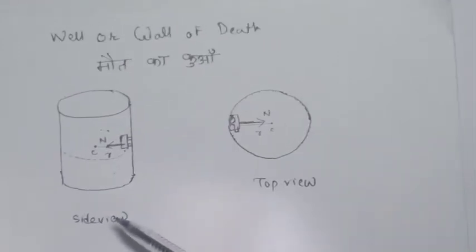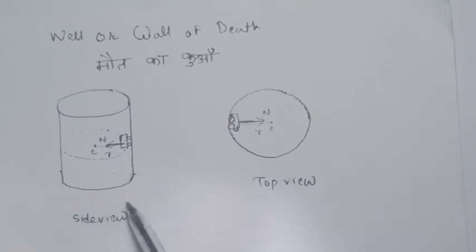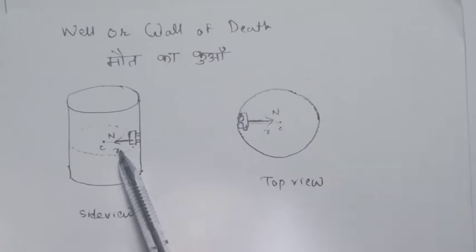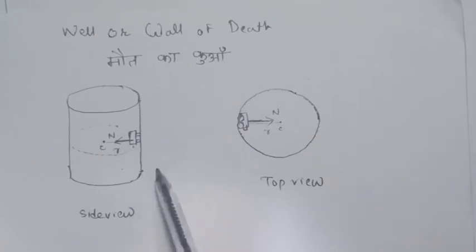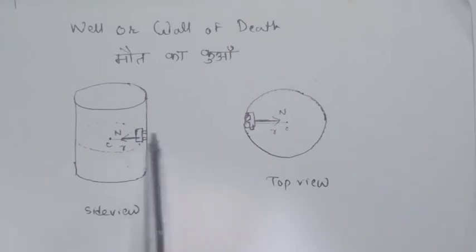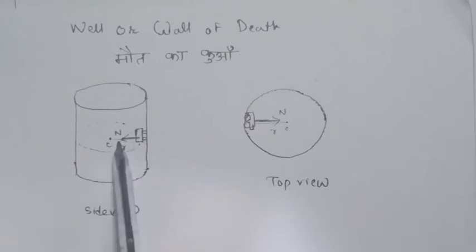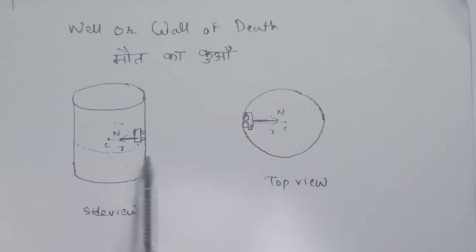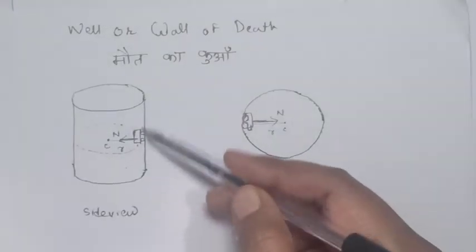So what could possibly provide the required centripetal force? Well, it has got to be the normal contact force between the vehicle and the wall of the cylinder. So we know that the wall exerts a normal contact force on the vehicle, providing the required centripetal force. But what force is balancing the weight?